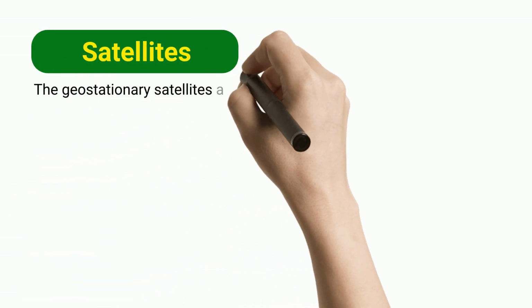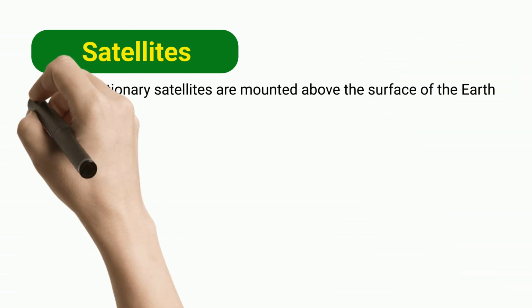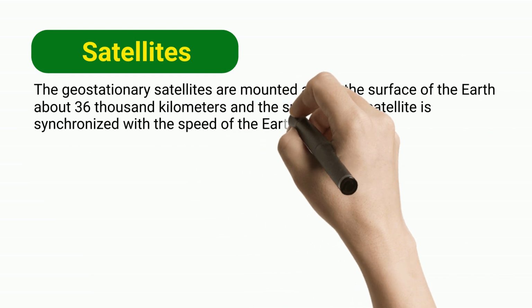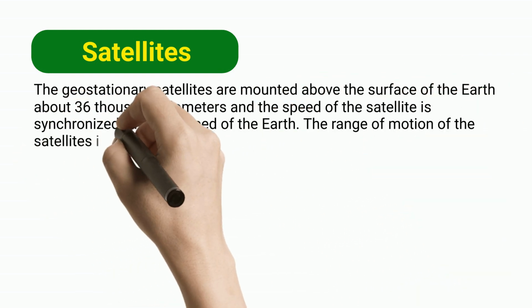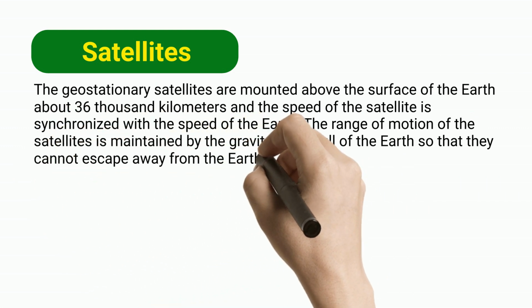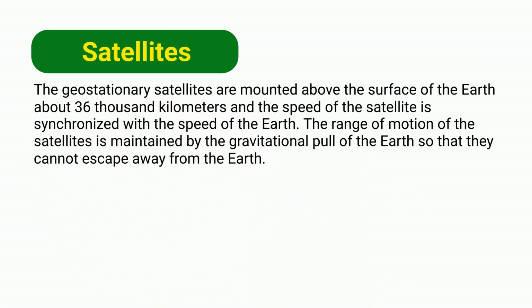Satellites. The geostationary satellites are mounted above the surface of the Earth about 36,000 kilometers, and the speed of the satellite is synchronized with the speed of the Earth. The range of motion of the satellites is maintained by the gravitational pull of the Earth so that they cannot escape away from the Earth.